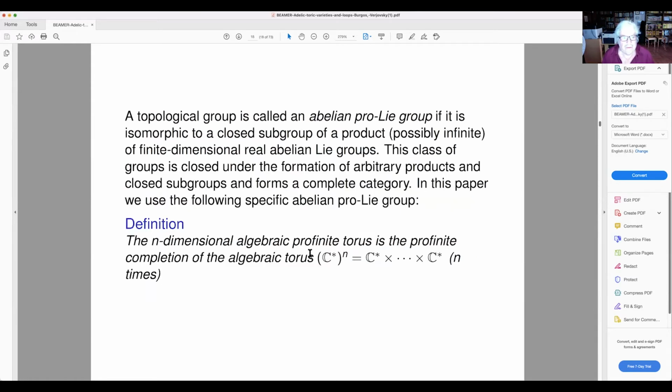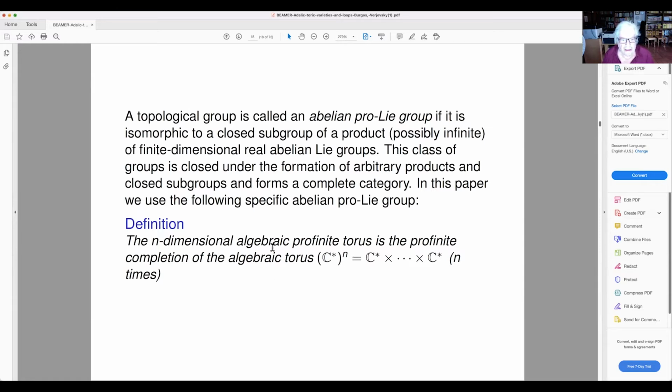And well, a topological group is called an abelian Pro-Lie group if it's isomorphic to a closed subgroup of a product, possibly infinite, of finite dimensional real abelian Lie groups. And this class of groups is closed under the formation of products and closed subgroups, and well, there you have one.